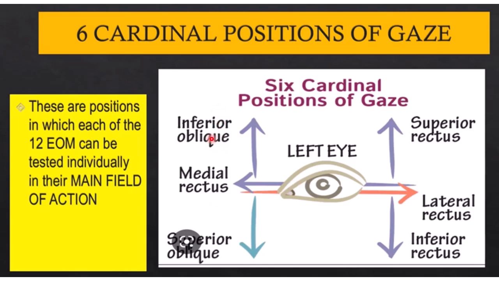Elevation in adduction, inferior oblique. Depression in adduction, superior oblique. We've already seen that in the previous lecture. Abduction is lateral rectus. Elevation in abduction is superior rectus, which is also the best position for testing the action of superior rectus. Depression in abduction is inferior rectus, right?